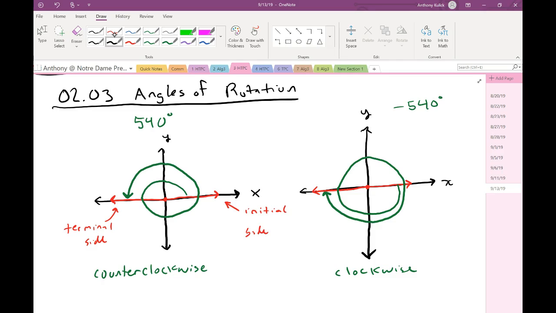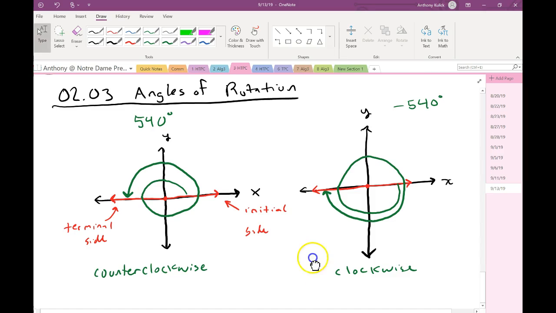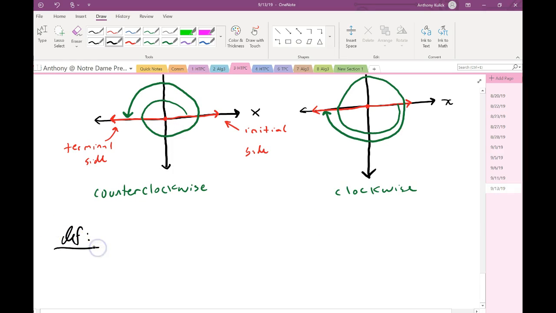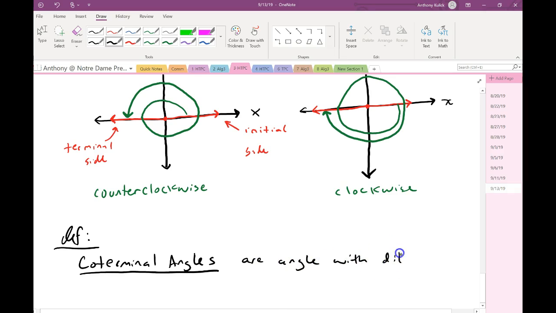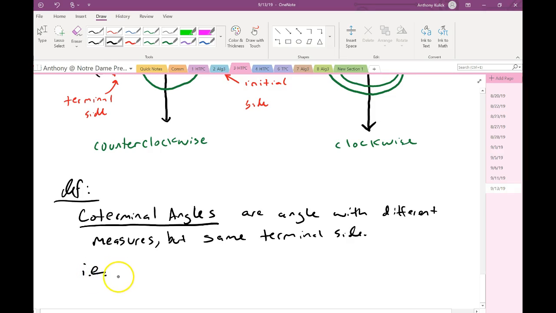So Mark made the observation just a moment ago when we drew the picture for the 540-degree angle. He asked, why not just call this 180 degrees? Well, we have a definition here for something called coterminal angles. These are angles with different measures but have the same terminal side. I.e., to Mark's observation, 540 and 180 degrees are coterminal.